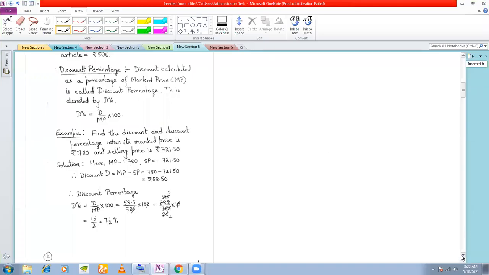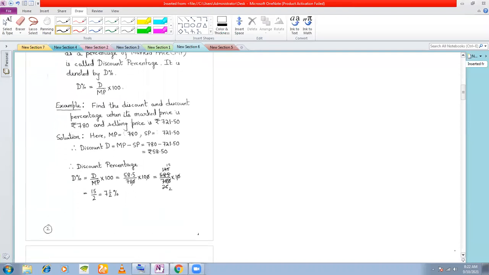Question here is: find the discount and discount percentage when its marked price is 780 and selling price is 721.5. So marked price is given to you here. The selling price is also given. And you have to find out the discount and the discount percentage. Okay. So let's first find out the discount.